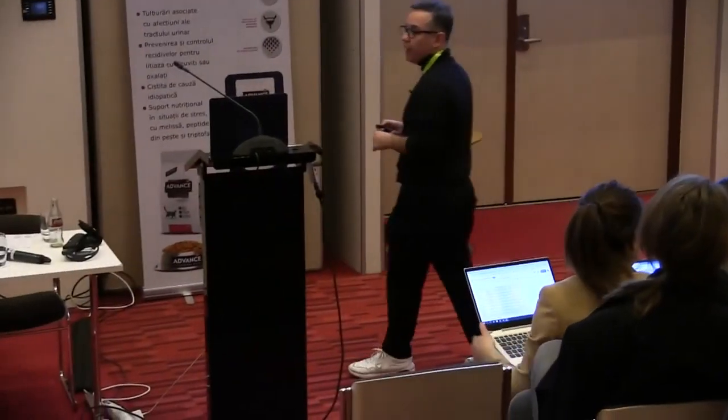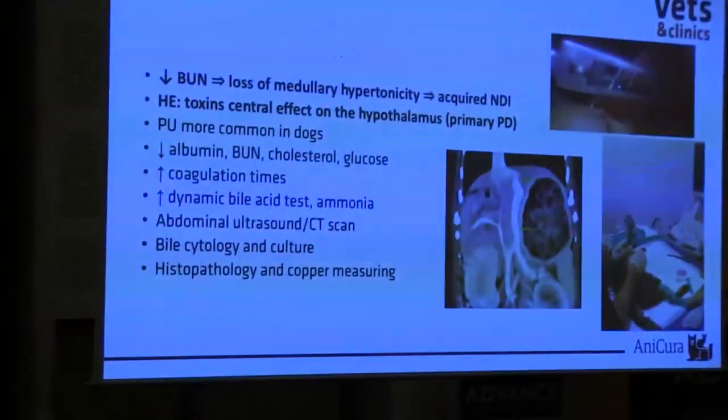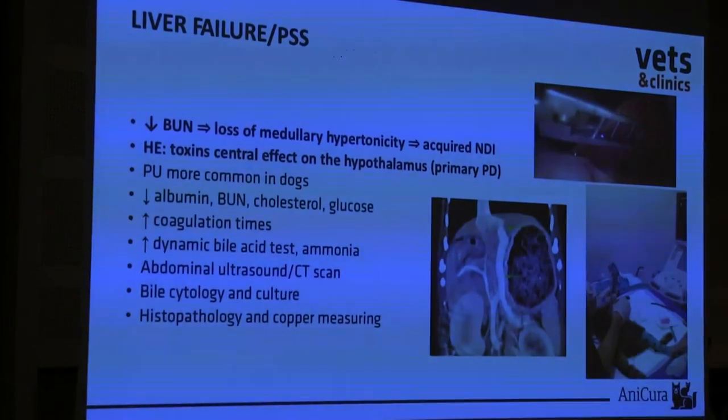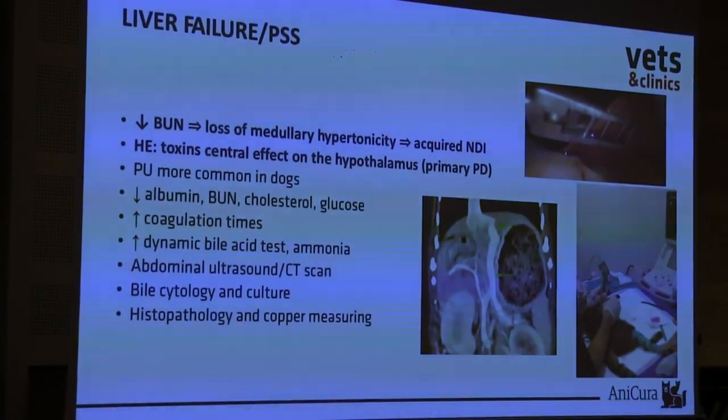And another cause is liver failure. Liver failure decreases the concentration of urea in the blood, and this allows a loss of medullary hypertonicity, and in this way produces an acquired nephrogenic diabetes insipidus. At the same time, the ammonium exerts effects over the hypothalamus, and mainly other substances. You have to remember that with the portosystemic shunt, it's not only ammonium that can produce hepatic encephalopathy. There are other substances like benzodiazepine-like substances, and a lot of others. These substances act like a toxin, affect the hypothalamus and produce the polydipsia.